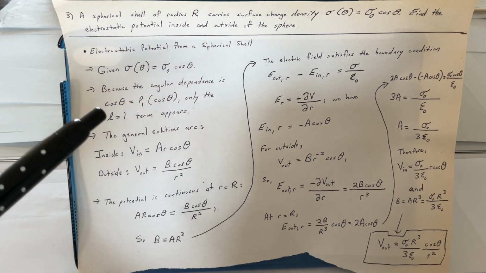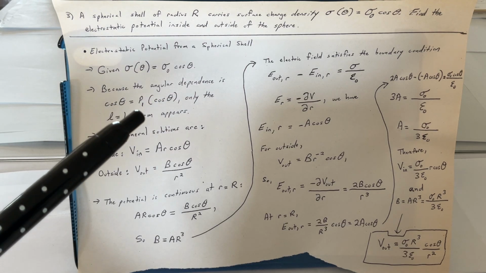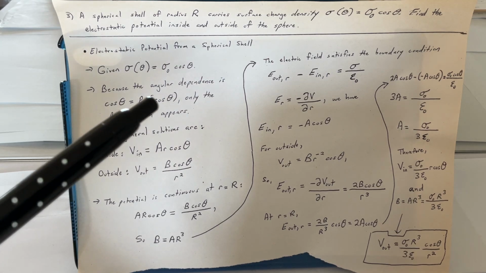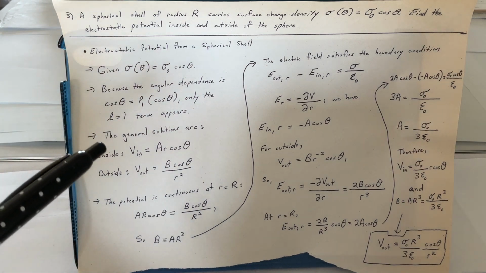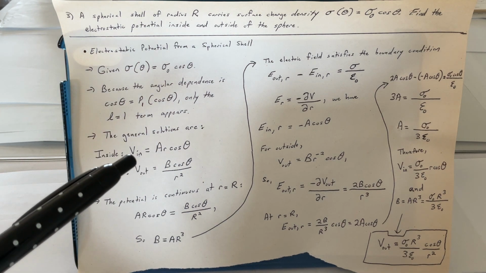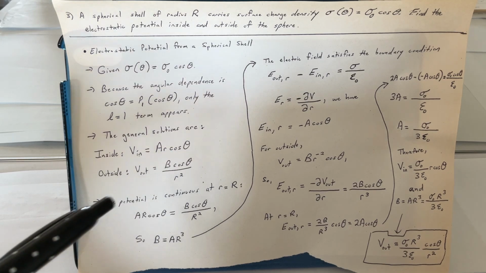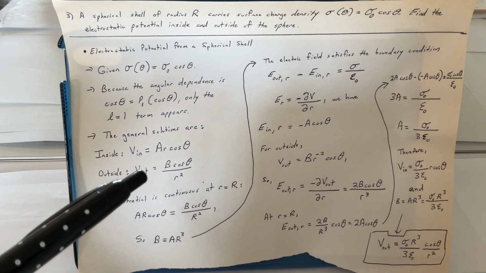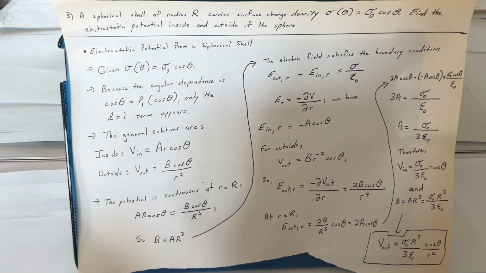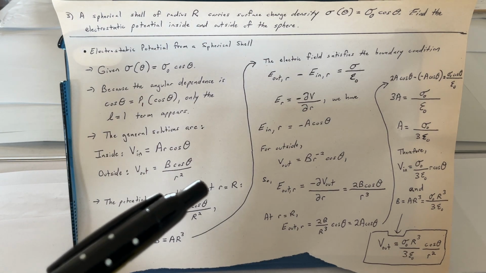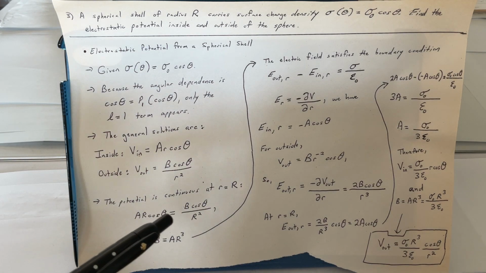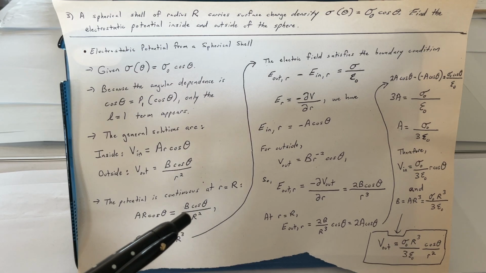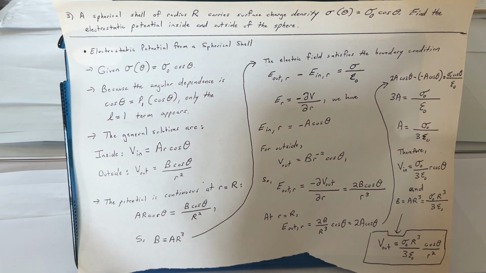Because the angular dependence is cosine theta, which is P sub 1 of cosine theta, only the l equals 1 term is going to appear. So the general solutions are, inside, V sub in is A times R cosine theta, and outside, V sub out is B cosine theta over r squared. The potential is continuous where lowercase r equals capital R. So A R cosine theta equals B cosine theta over capital R squared, so B equals A R cubed.